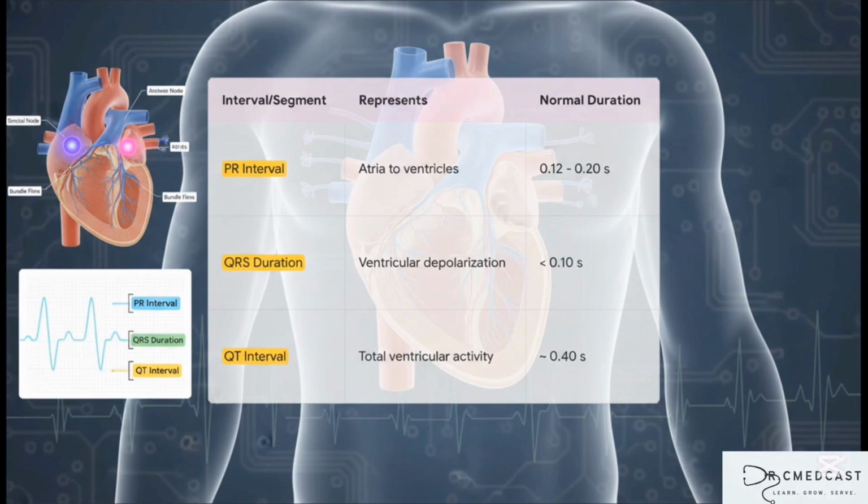And finally, the QT interval. This one is really important. It represents the total time for all of the ventricular electrical activity. That includes both the depolarization, or the contraction, and the repolarization, the reset.